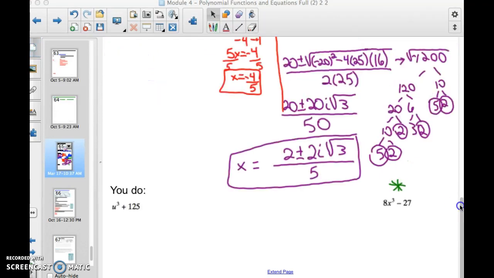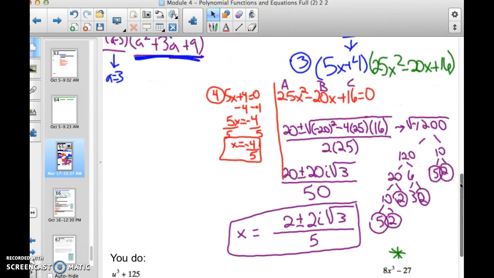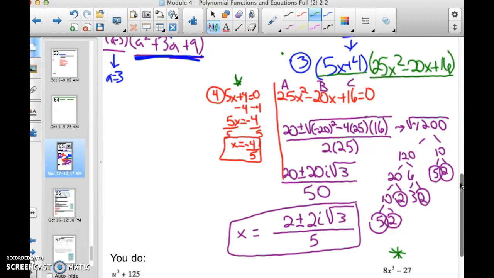All right, so I had gotten to this point, and then I went ahead and did step 4 for this example. Step 4, I solved this factor right here and got x equals negative 4/5. I set it equal to 0 and solve. And then I solved this piece, technically this factor, which is a quadratic trinomial. I solved that by using the quadratic formula. Here in purple are my steps for the quadratic formula, all right?